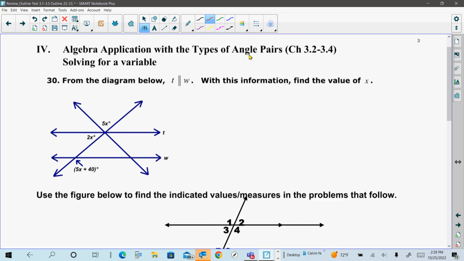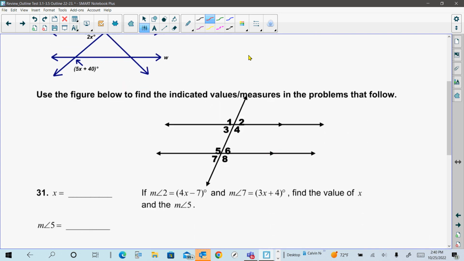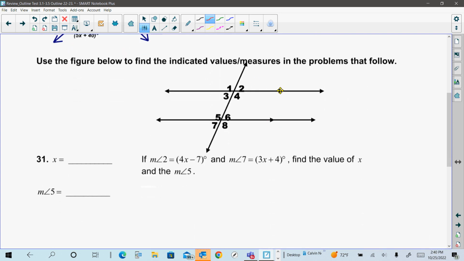Some algebra application, solving equations, still using those same properties. So again, you're going to be given parallel lines. They're trying to let you know that because I see those arrows, the horizontal lines are parallel, which means this line would have to be the transversal. Again, only when they're parallel can you use the color pattern.